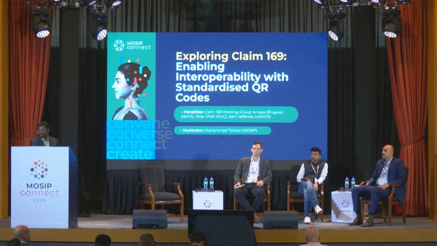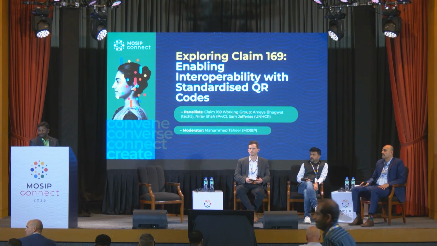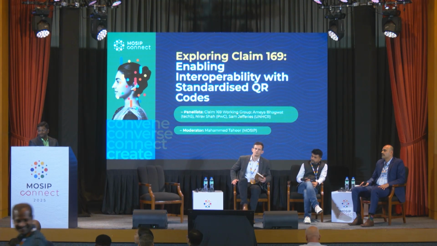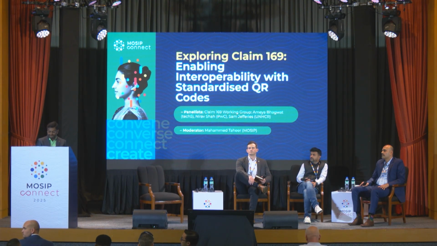Hi. For existing, say, brownfield implementations that already have digital IDs, what is the change in capability that's needed at the point of authentication? Is it purely software to be able to use Claim 169 standard QR codes, or is there anything else that gets added as a requirement?